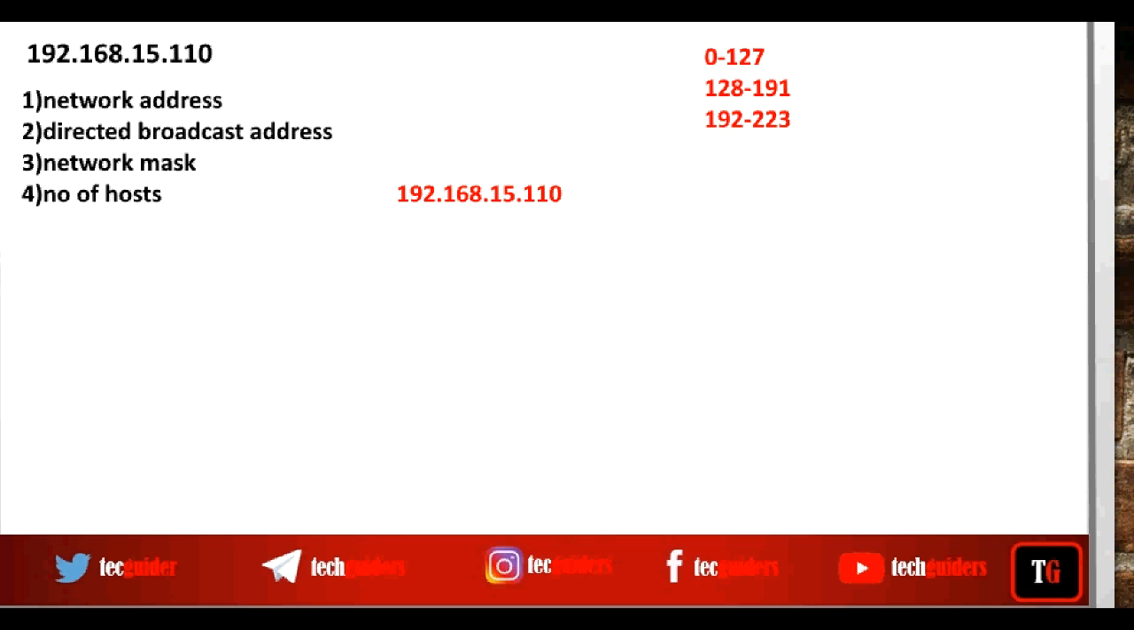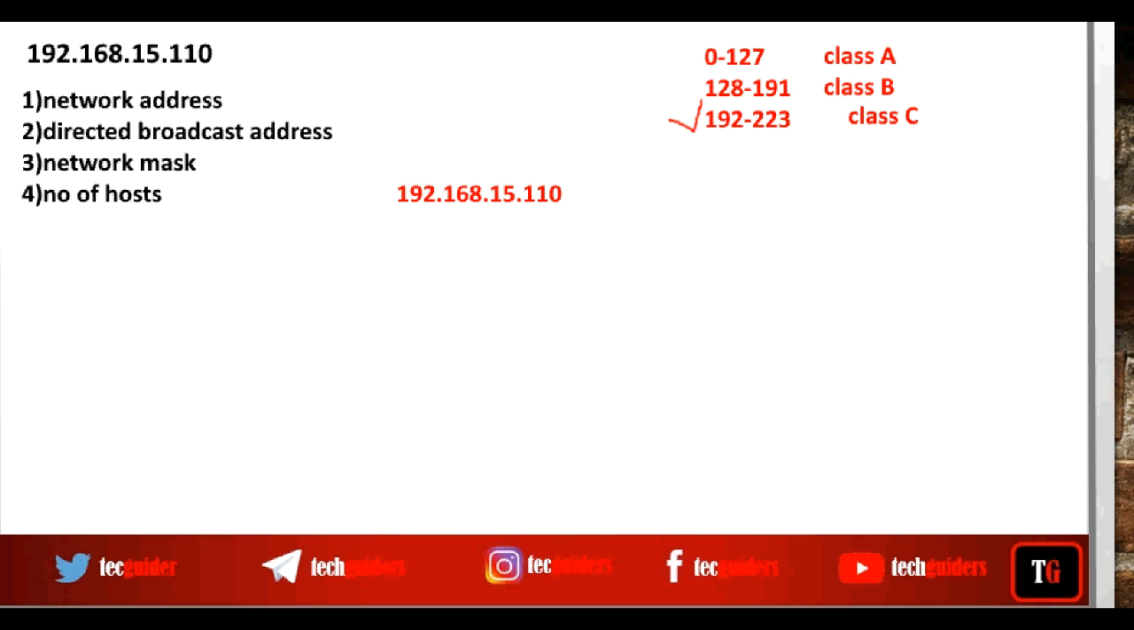The given IP address is 192.168.15.110. To find out all this, first of all, we shall identify which class this IP address belongs to. For that, we shall check the first octet of the IP address. The first octet of this IP address is within the range 192 to 223. It means it belongs to class C.